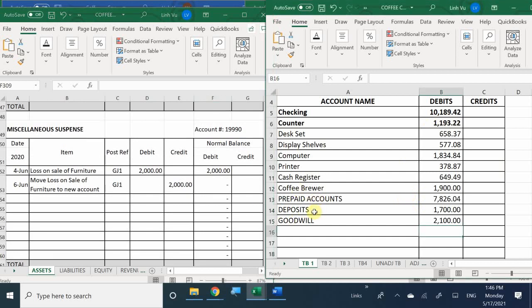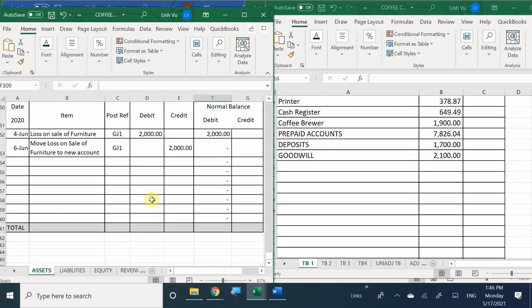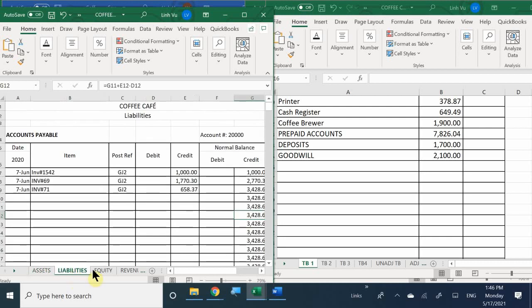Okay. So once again, we're not looking at total assets equal liability and equity. All we care about is just what account balances each one has. And our goal here is just to check if they balance out. So in this case, we're done with our first section, which is assets. So now we're going to move back on to liabilities.